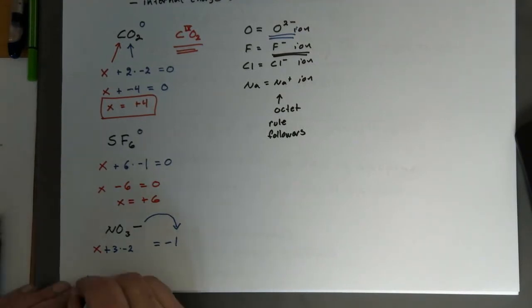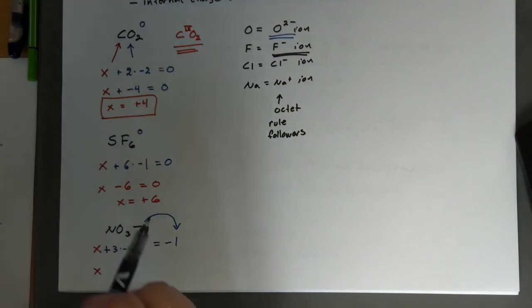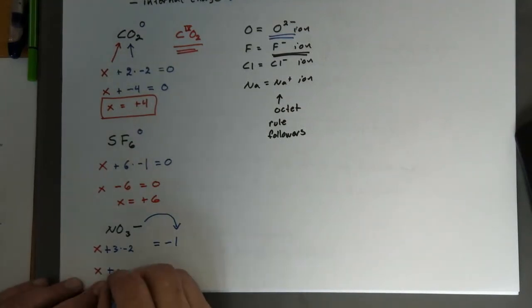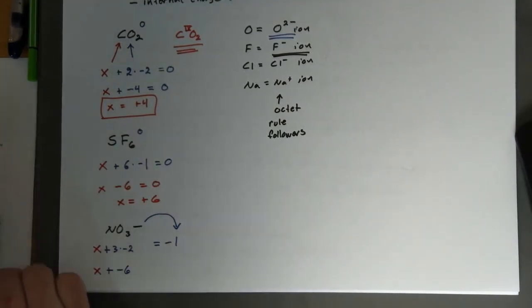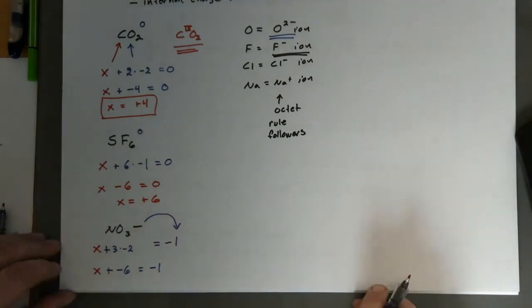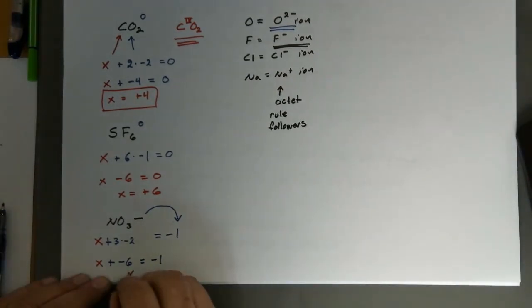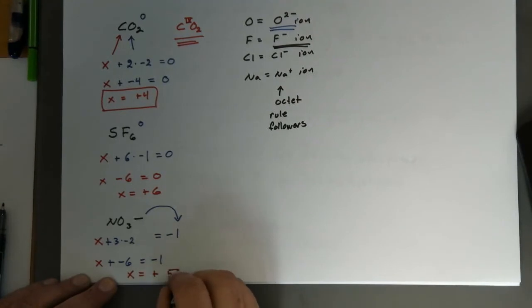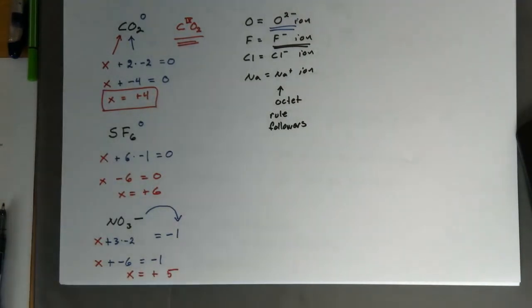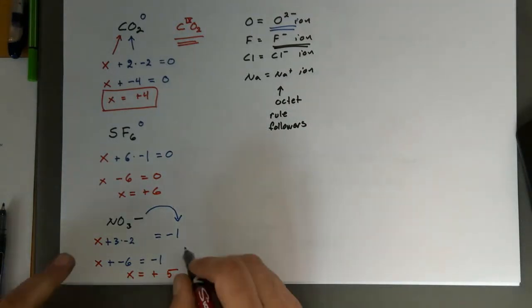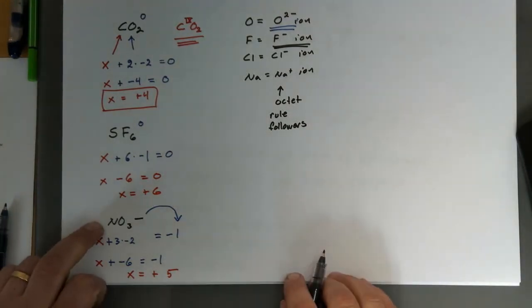So X plus minus 6 equals negative 1. X is equal to plus 5. So the oxidation number for nitrogen is plus 5.